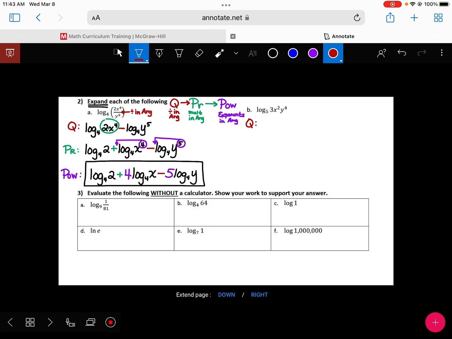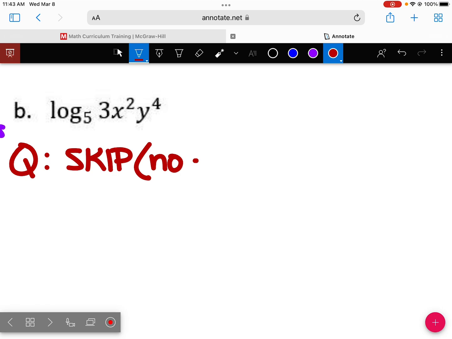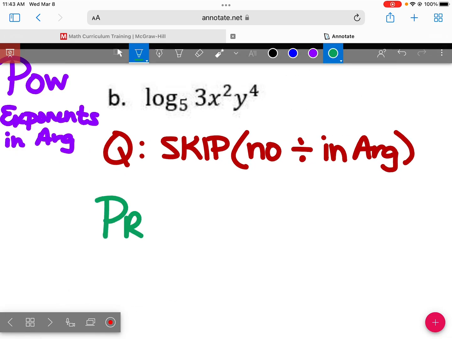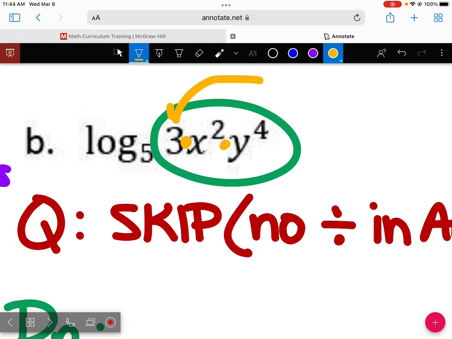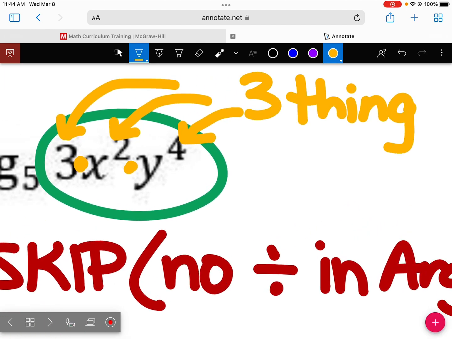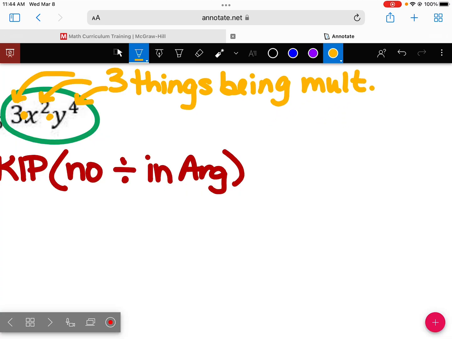Part B. We always start with quotient property. Do I need quotient property? No, why not? There's no division in the argument, so we're going to skip this. Do I need the product property? Yes. Looking at this argument, how many things are being multiplied together? Where do you see multiplication? 3, x to the second power, and y to the 4th. So 3, x squared, y to the 4th. We have 3 things being multiplied. Why do I care about that? What information does that give me?